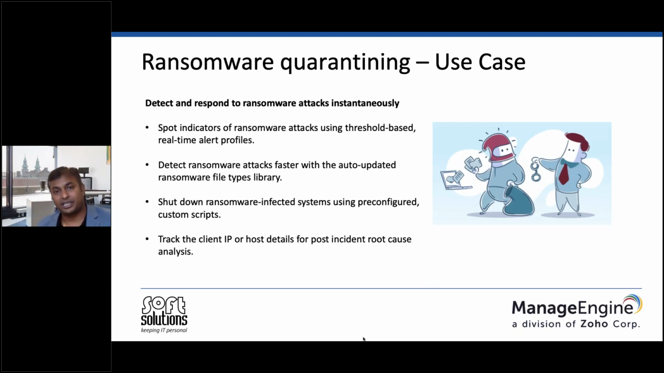And if a machine is detected, then we can automatically shut it down with pre-configured custom scripts. So you can configure a script like PowerShell scripts to pretty much get the network down, or disconnect that system from the network, and track the IP and host details to use in forensics and take appropriate legal actions accordingly.